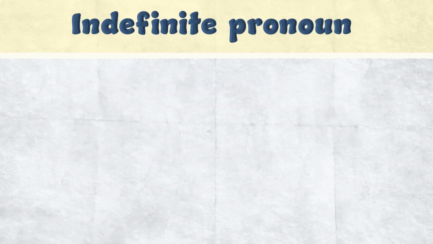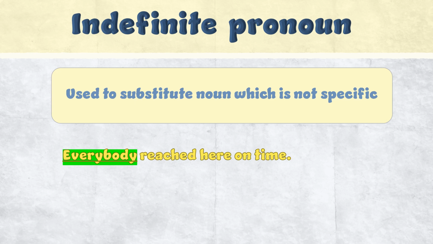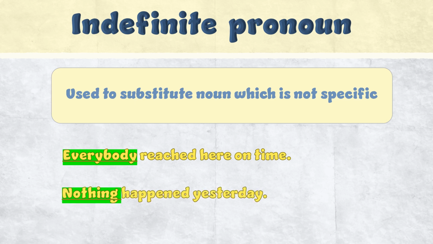Let's talk about our last type of pronoun, that is indefinite. An indefinite pronoun is a pronoun that doesn't specifically identify what it is referring to. We use indefinite pronouns to refer to people or things without saying exactly who or what they are. For example, everyone, nobody, someone, etc. Let's see its usage in a sentence. Everybody reached here on time. Here everybody is an indefinite pronoun. Nothing happened yesterday. So here nothing is an indefinite pronoun.